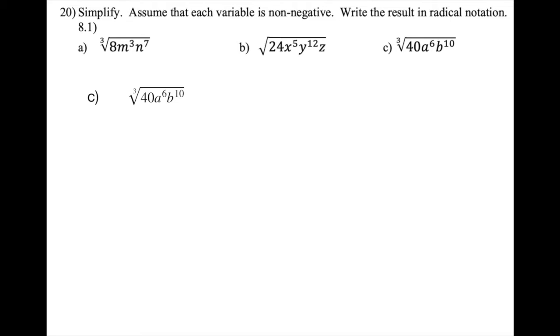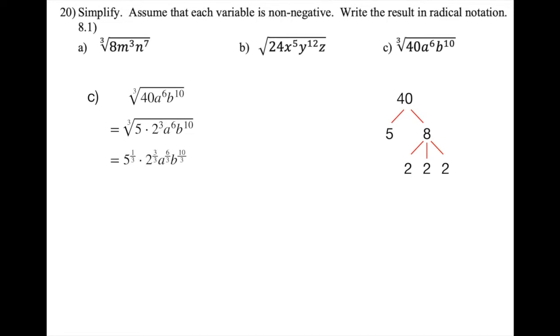Part C, very similarly. First, we deal with this coefficient 40 in the front. We rewrite that as a bunch of prime numbers multiplied together. So 40 will become 5 times 8. And 8 again is 2 times 2 times 2. So 40 will become 5 times 2 raised to the power of 3.